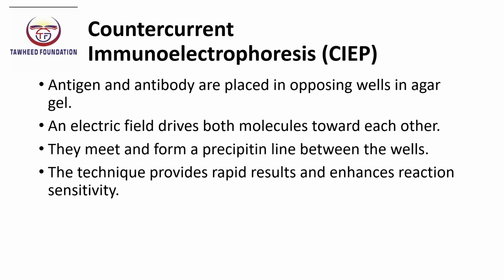As they meet in the gel, they form a precipitin line between the wells within a short period, often less than 1 hour, because the electric current accelerates molecular movement. This technique provides faster results than traditional diffusion methods and enhances reaction sensitivity. CIEP is especially useful for detecting bacterial or viral antigens such as hepatitis B surface antigen, that is HBsAg, alpha fetoprotein and cryptococcal antigens in clinical samples like serum or cerebrospinal fluid.